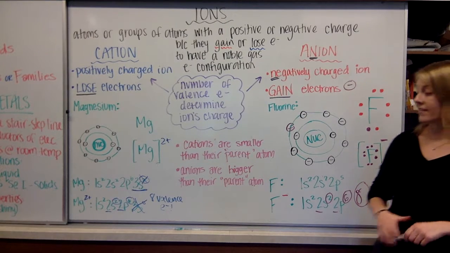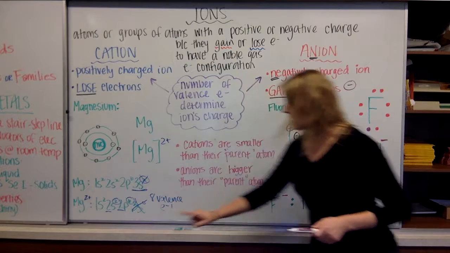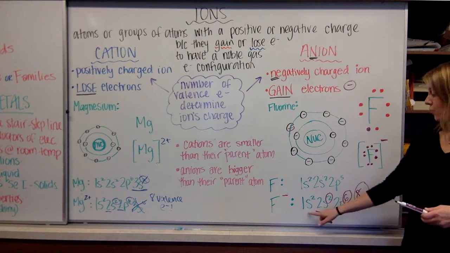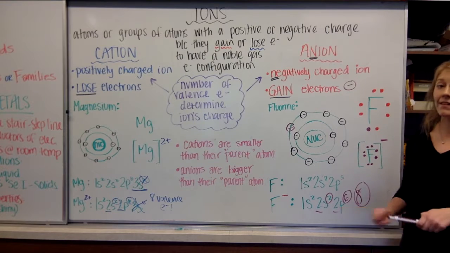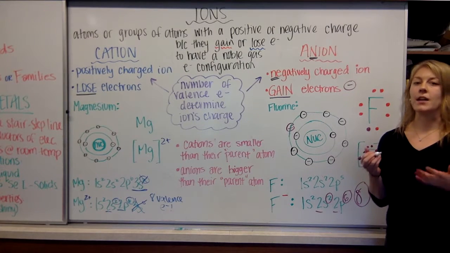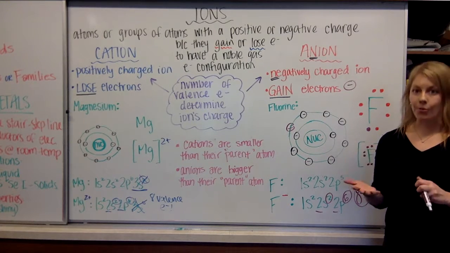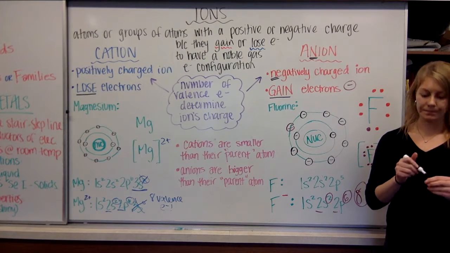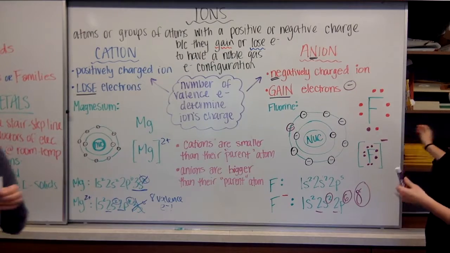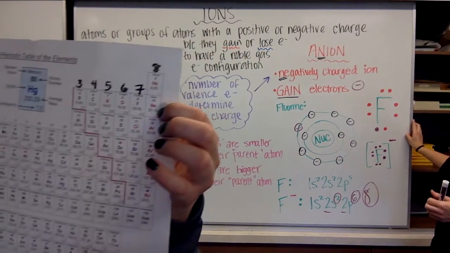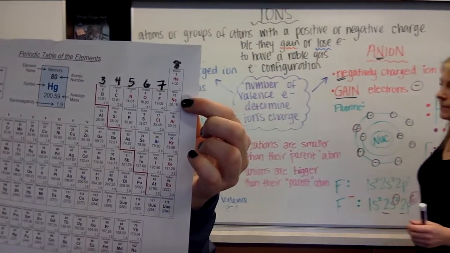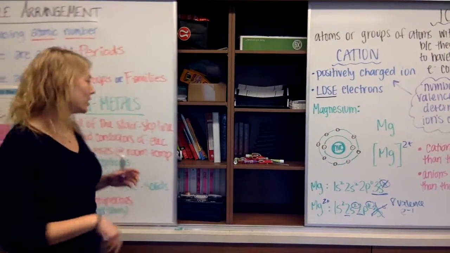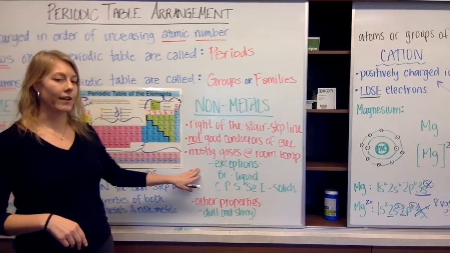Now what you want to notice is that magnesium ion and fluoride ion now have the same exact electron configuration, 1s2, 2s2, 2p6. They have the same configuration of neon, which is a noble gas, all right? And that's fine. They can have that same configuration. So they both look now like neon. Their electron cloud is going to be the same as neon's. We're going to look now at the periodic table arrangement.